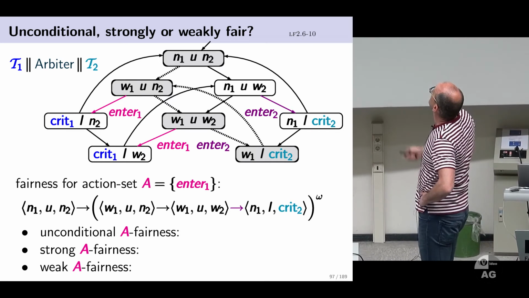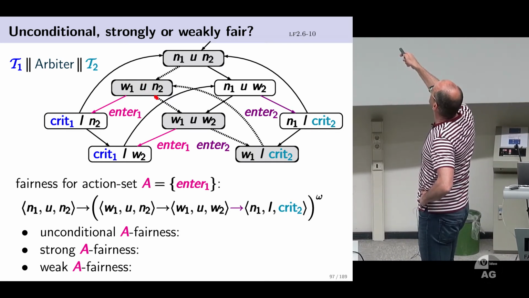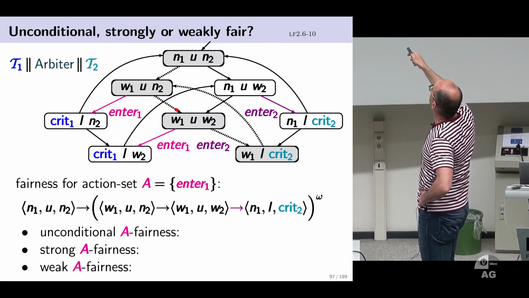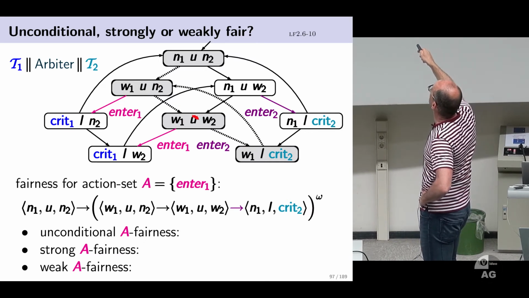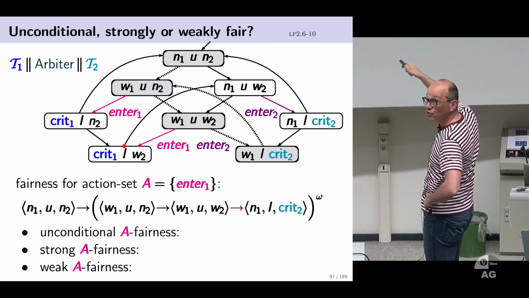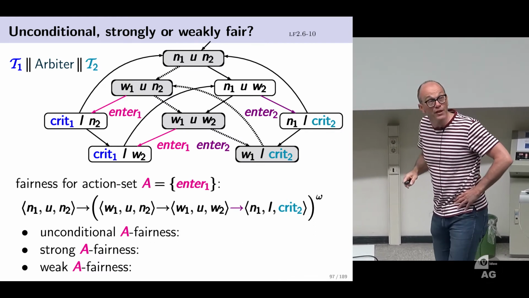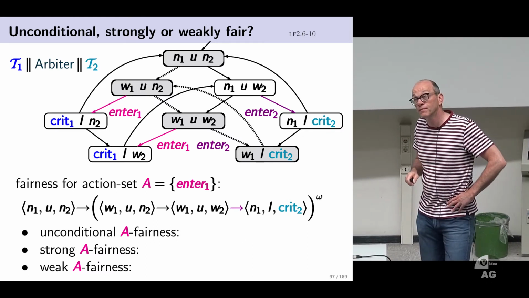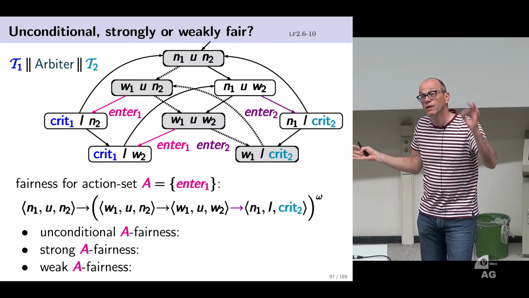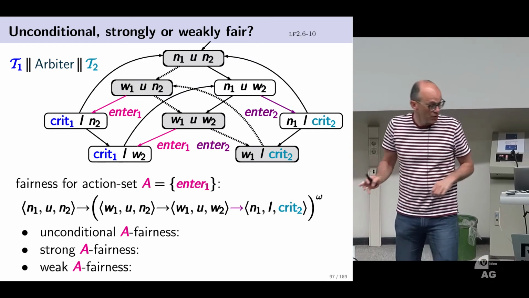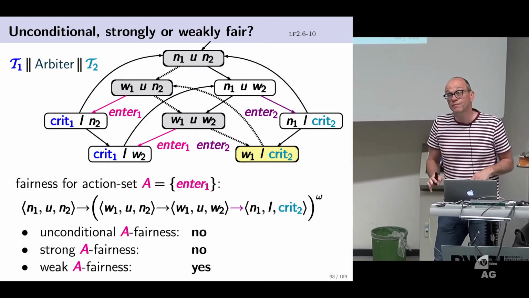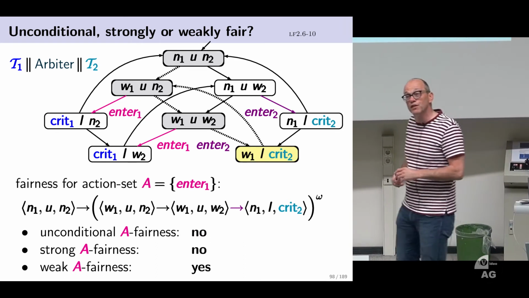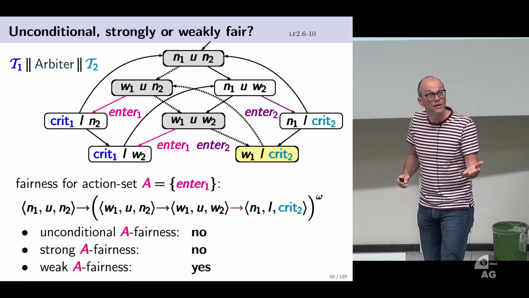That means, first of all, is enter 1 infinitely often enabled? Well, we take this cycle, there is at least one state in this cycle, namely this one, where you can do an enter 1. So enter 1 is enabled infinitely often. How many times do we take it? 0 times. So it's not strongly fair. Is it weak fair? Well, it's clear now, the answer is yes, but why is this the case?